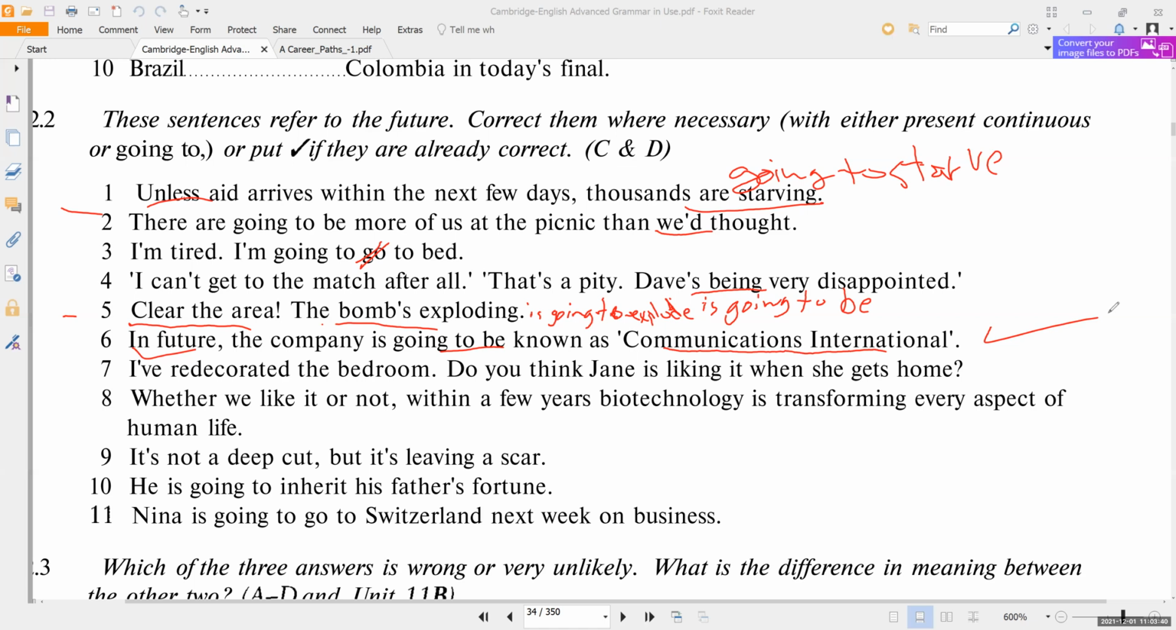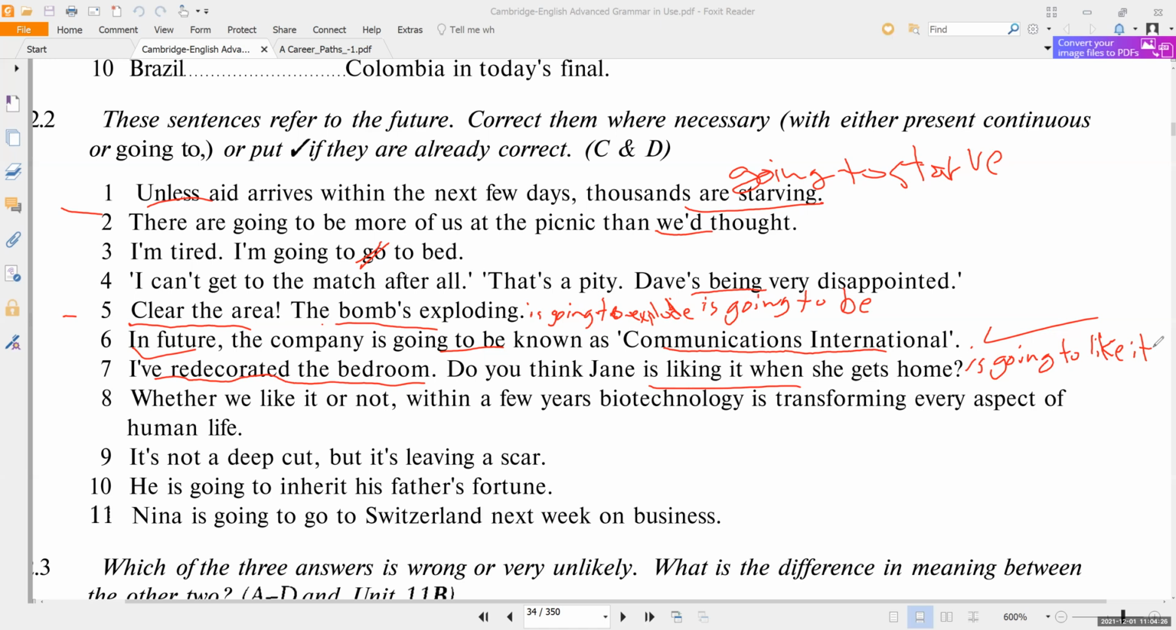I've redecorated the bedroom. Do you think Jane is liking it when she gets home? إذا هنا I've redecorated the bedroom. أنا عملت إعادة redecoration أي عملية ديزاين، غيرت تصميم حجرة النوم. Do you think Jane is liking it when she gets home? هل ممكن جين يعجبها باعتبار شيء خارج عن إرادتنا؟ ممكن يعجبها ممكن لا. راح نقول Do you think Jane is going to like it? ليش؟ لأنه لا نعلم، قد يكون التغيير يعجبها وقد لا يعجبها.